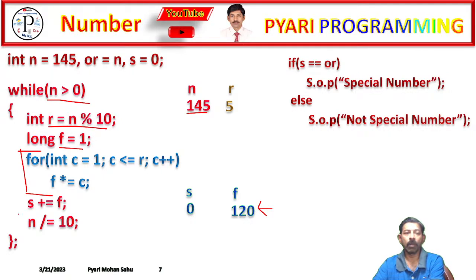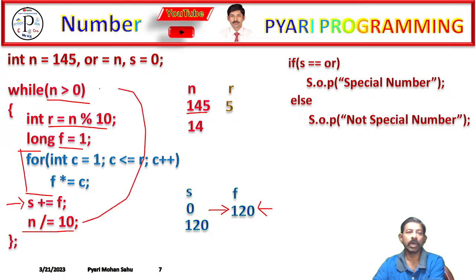So when I come out of it, my factorial is 120. Now sum is 0. 0 plus 120 becomes 120. Sum is my 120. After that, n by 10. So 145 by 10, quotient is 14. Now after that, I will move up again.